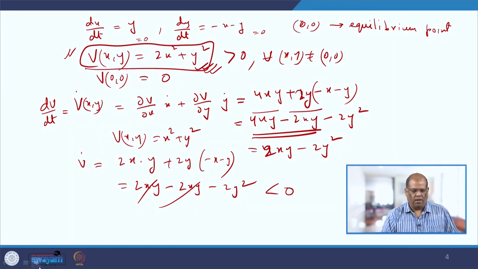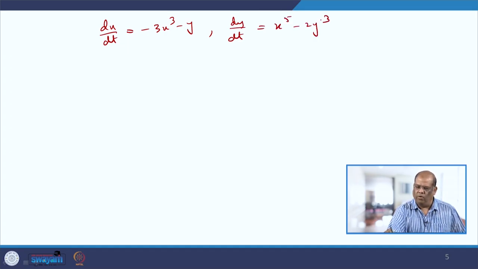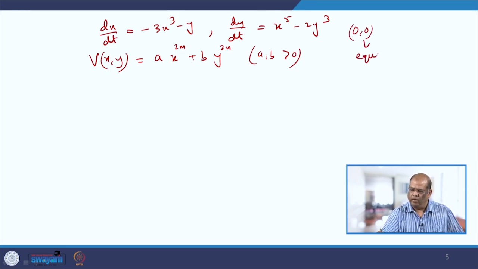Now let us take an example where there are algebraic terms on the right hand side, like dx dt equal to minus 3x cube minus y and dy dt equal to x to the power 5 minus 2y cube. Now this right hand side, you can see there are higher degrees of polynomials. In that particular case, an attempt can be made like this, that you choose your Lyapunov function in this form, where your a, b are positive constants. And from here, you can see that 0, 0 is your equilibrium point.